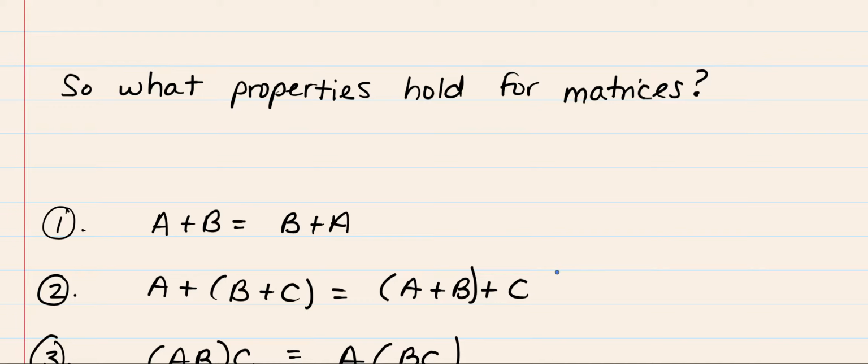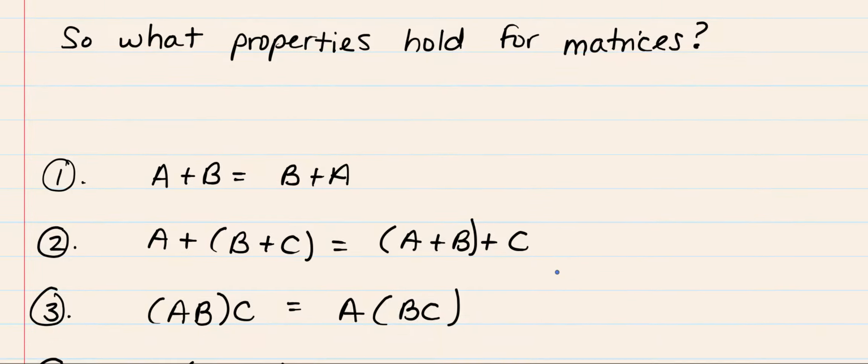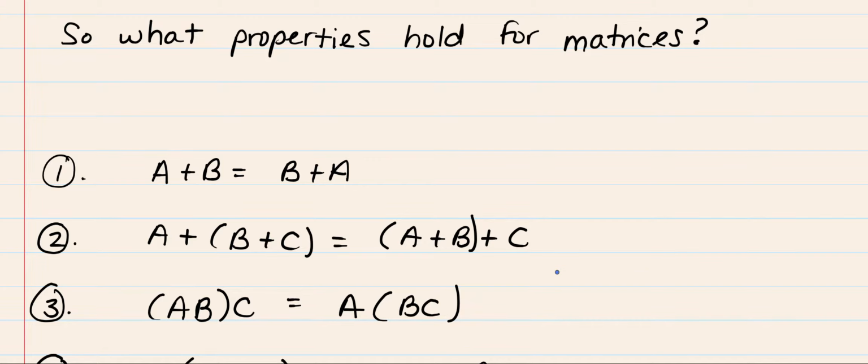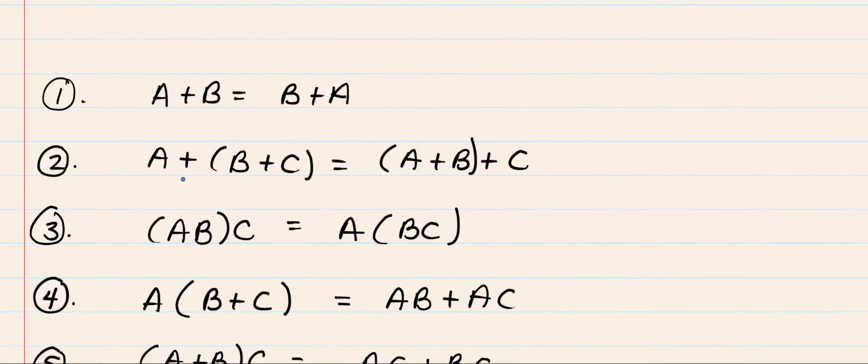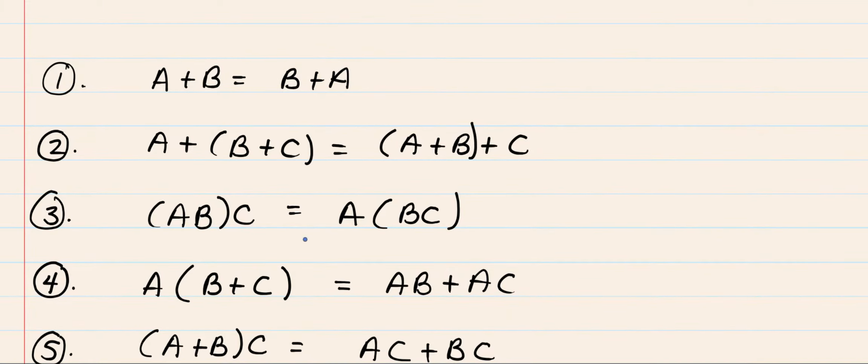I'm going to give you a list of properties that hold, and then we're going to summarize them. And these properties are listed in your book. They're on page 47. So you don't have to copy them down. You can just open your book and look at them. So let's just talk about them real quick. So matrices are commutative when it comes to addition. A plus B is B plus A. They're also associative when it comes to addition. Okay. They are associative when it comes to multiplication.